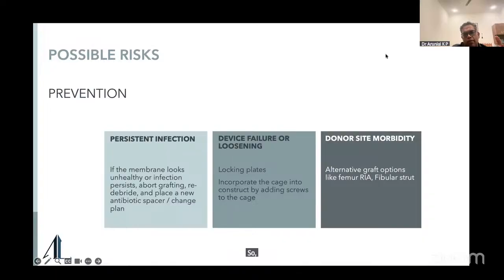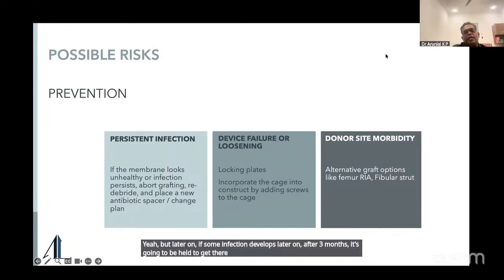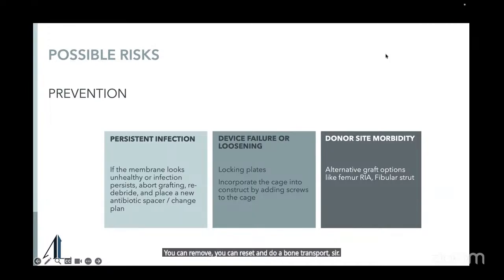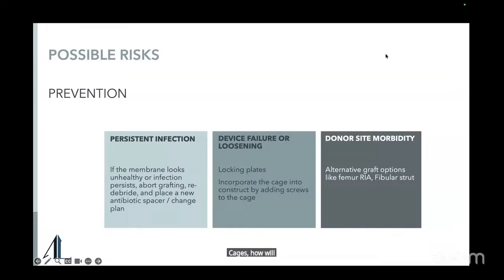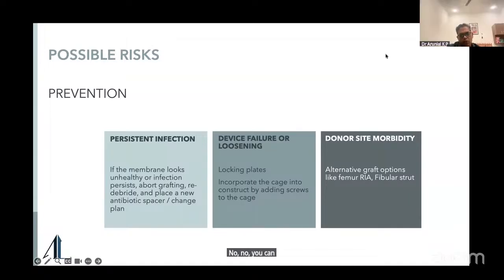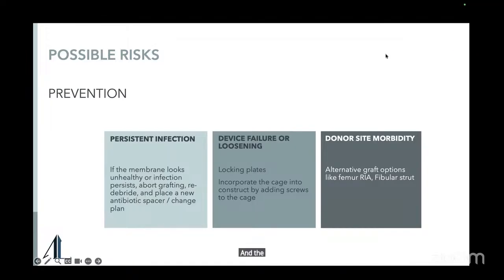But later on, if some infection develops after 3 months, it's going to be hell to get that out. You can remove the cage, do a bone transport. How will you cut the cage? No, you can resect the bone above and below. You can do an osteotomy. You can cut the bone just above the cage and below and take out the whole thing as a single construct. The cage will be loose there. It's already infected.